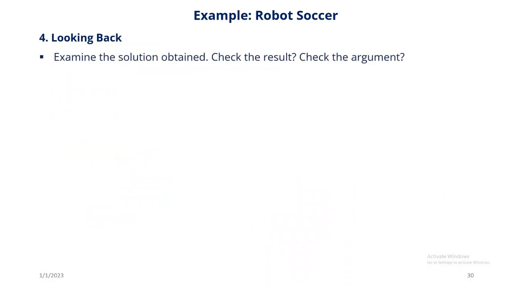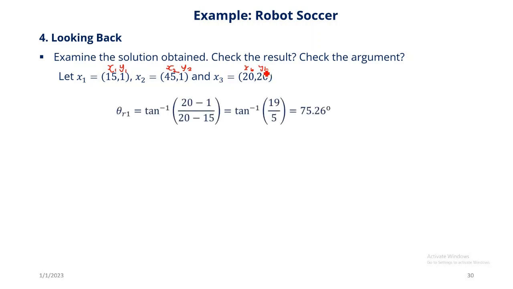Looking back, examine the solution obtained, check the result, check the argument. We are now going to use real data to prove what we have just done. Let x1 equal 15, 1. So this is the x position of robot 1 in the graph, and this is the y position of robot 1 in the graph, and this is the x position of robot 2, this is the y position of robot 2 on the graph, and this is the position of the ball on the graph, xb, yb. We can just use the elementary formula which we used before.